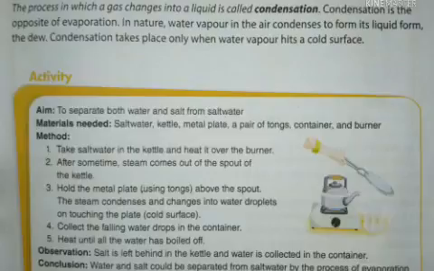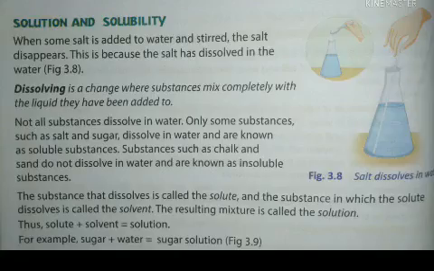That's a cold surface. Then we'll collect this condensed water, falling drops into the container, and heat the rest until the water has boiled off. Observation: the salt will be left behind in the kettle and the water is collected in the container. Conclusion: water and salt could be separated from salt water by the process of evaporation and condensation used together.